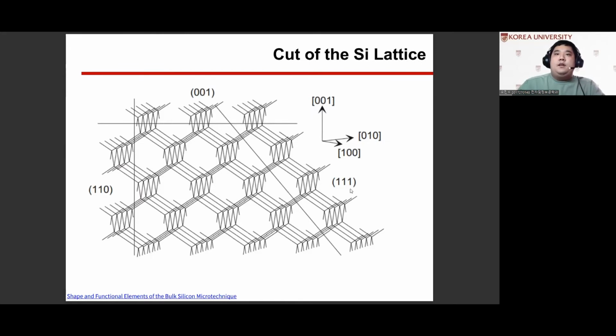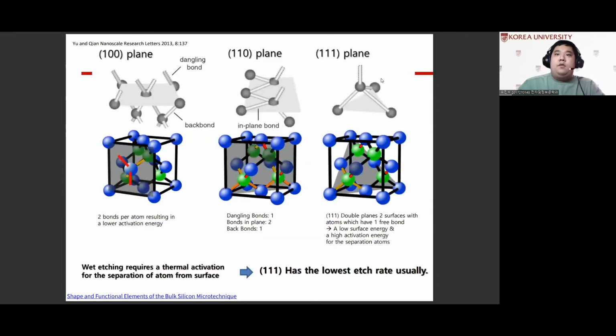As you can see, the silicon lattice is not isotropic to all the surface orientations, because the 111 plane is stronger than other plane surfaces. Because of this, the etch of the 111 plane is slower than other planes.